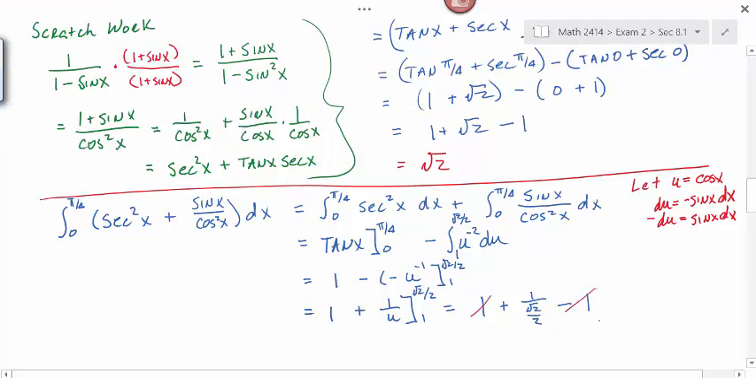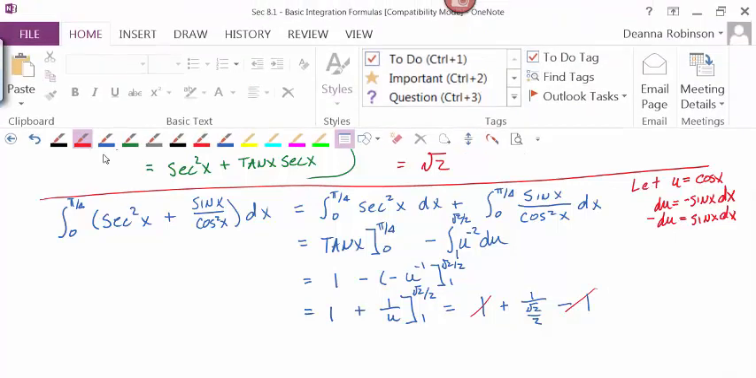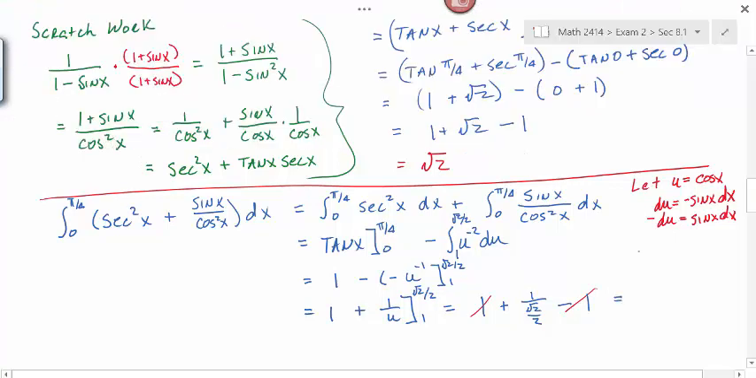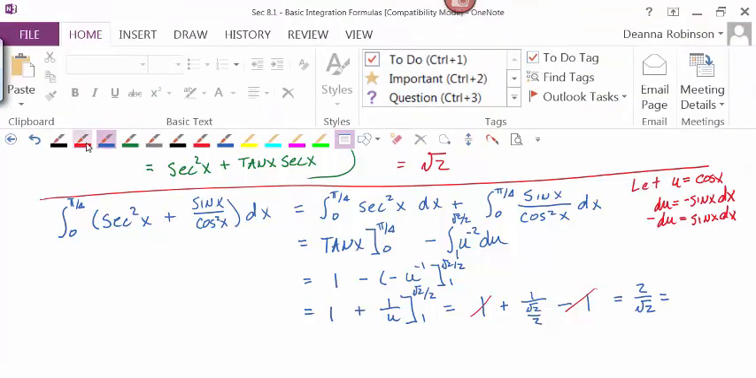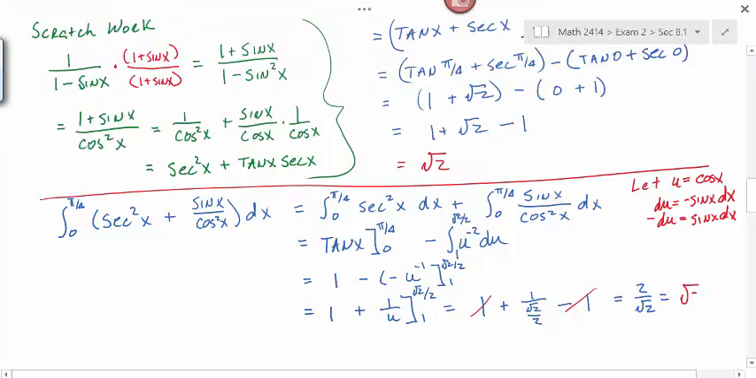The 1 and the negative 1 are going to cancel each other out, and when you have a 1 over this fraction, we could rewrite that as 2 over the square root of 2, and that reduces to the square root of 2. That's 2 to the first, that's 2 to the 1/2. 1 minus 1/2 is 1/2. There's our square root of 2. It doesn't change your answer because you chose to simplify the integrand differently.